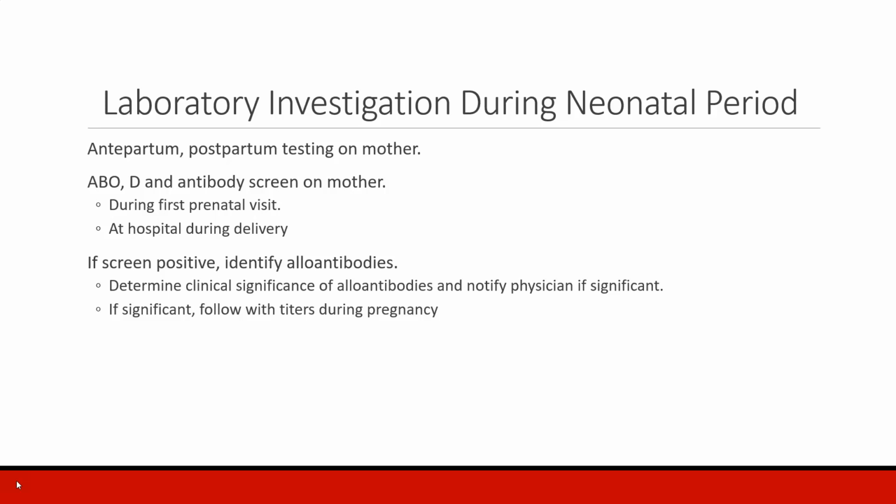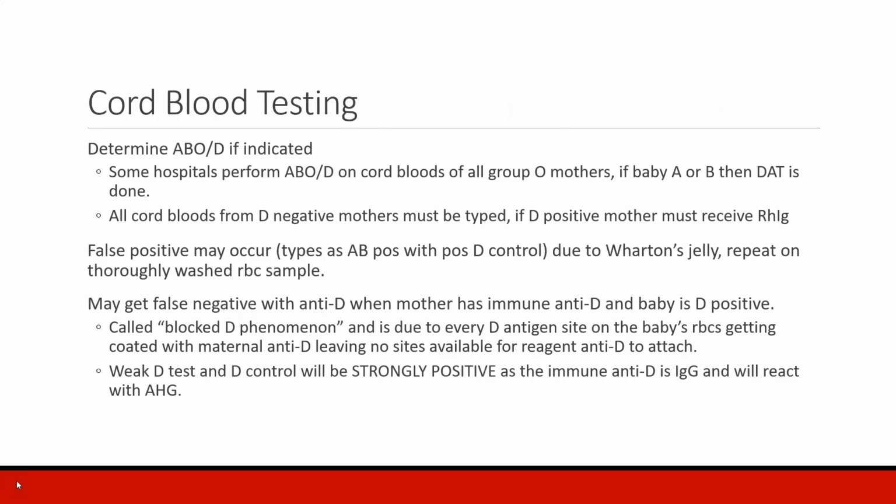If it is significant in the antepartum visit, then you follow with titers during the pregnancy. Because what is a clinically significant rise in titer? Fourfold. Fourfold rise in titer means this infant or this fetus possesses the antigen to which the mother is making the antibody. So the cord blood has been submitted to the transfusion service. What do you do with it?